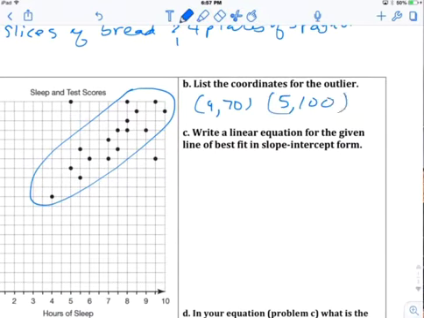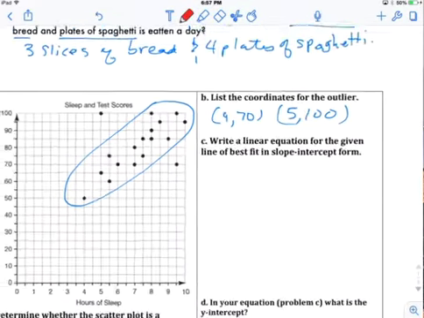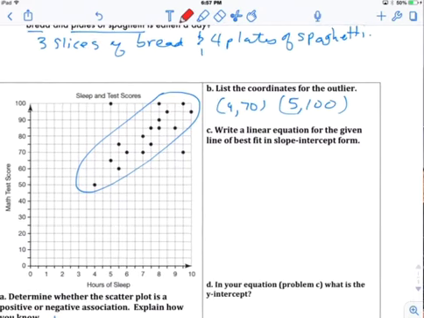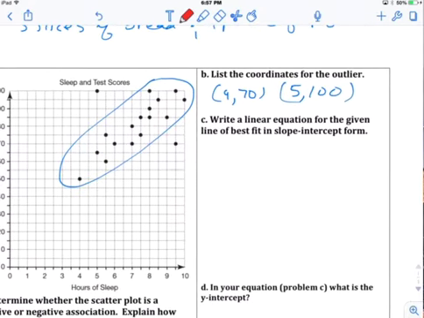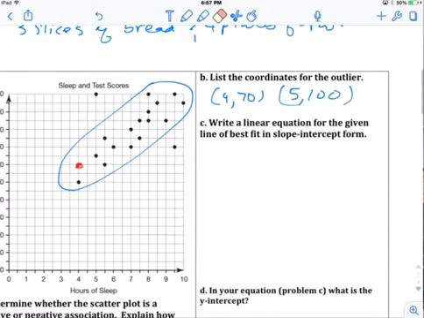Pick 2 points inside your scatter of points. Any points you like. You want to pick points in the center, so I think this one is more in the center, and I'm going to use that one. And then I'm going to pick this one, the center of my points. All of you can have different points.